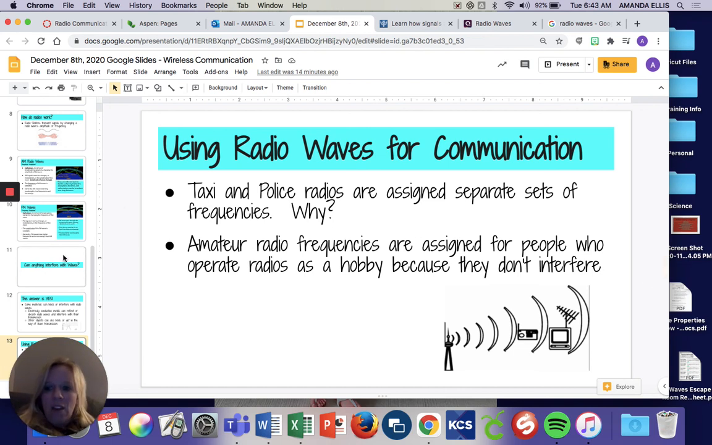And that is it. Those are your notes on radio communication. So I hope that you learned a little bit. Make sure you know the difference between AM and FM radio modulation and that you know that radios have to have a transmitter and a receiving antenna. When you're finished, don't forget to complete the exit ticket for today from Canvas.